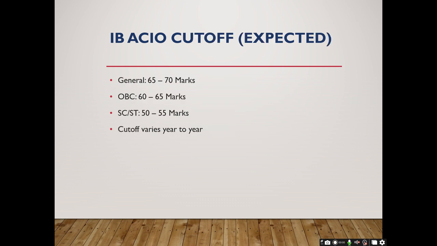Next, the cutoff marks. For the general category, the cutoff is 65 to 70 marks, for the OBC category about 60 to 65 marks, and for SC/ST categories about 50 to 55 marks. Cutoff varies year to year. This is the pattern of 2025. In the next pattern, marks may increase or decrease.